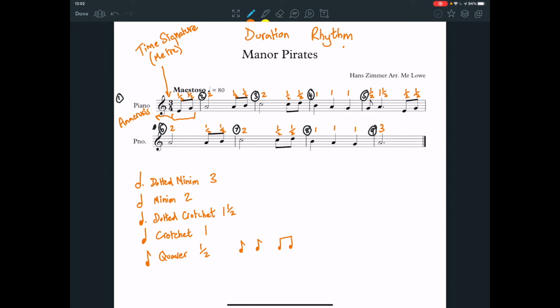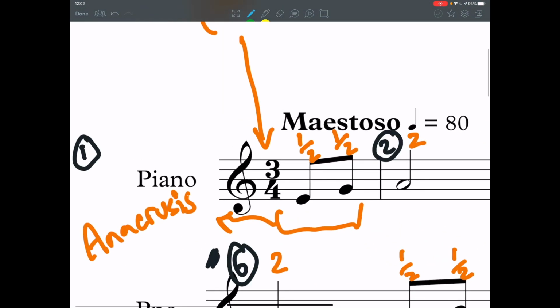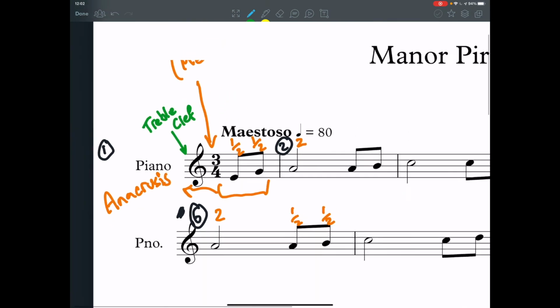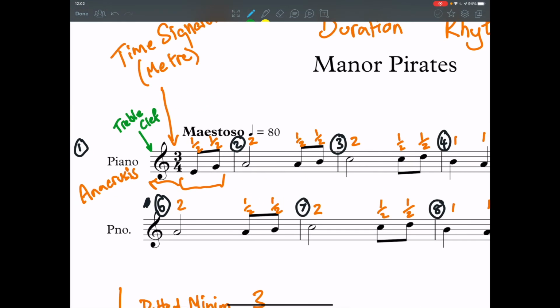The second half is all to do, I changed my pen colour here, I'd like you to do the same please. The second half is all to do with pitch. And the first clue that we've got to do with pitch is this symbol here. And this symbol that we have at the start of the music is called a treble clef. And all that really means is that we're talking about the higher pitched notes. If you imagine a piano, the treble clef deals with the right half of the piano. And we have another clef called the bass clef that deals with the left half of the piano.